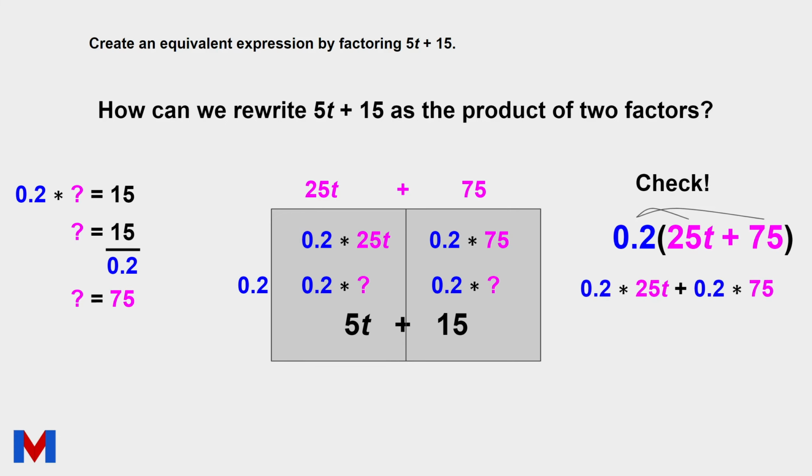And that can be rewritten just like this. So 2/10 of a group of 25t is only 5t. And 2/10 times 75 is 15. Okay, there we go. Equivalent. So we know that 2/10 times the quantity of 25t plus 75 is an equivalent expression to 5t plus 15.